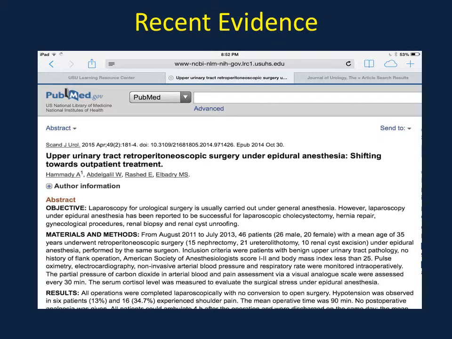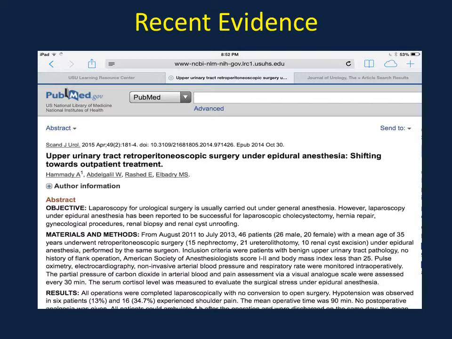So 46 patients participated with a mean age of 35 years old. 6 of the patients experienced hypotension. 16 of them complained of shoulder pain, which is more related to the laparoscopy than the anesthesia. The mean procedure time was about 90 minutes. No post-op analgesia was required. All the patients were able to ambulate 4 hours post-operative, and the average hospital stay was 6.5 hours.